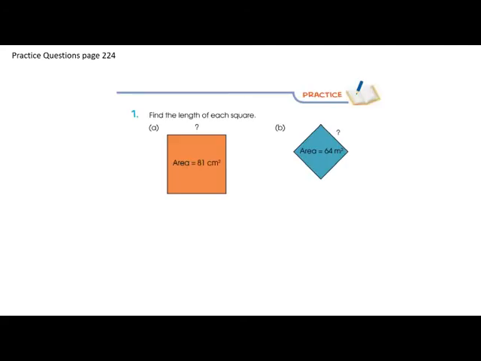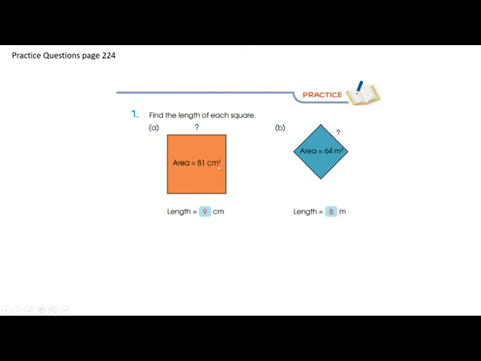Now you have to do the practice question, page number 224. Right now we have to find the length of each square. Its area is 81. We already solved this in the activity. It means 9 times 9, so the length is 9. Similarly, when we have 64, it means 8 times 8. You have to write the answer without any square, because right now you are finding the length.